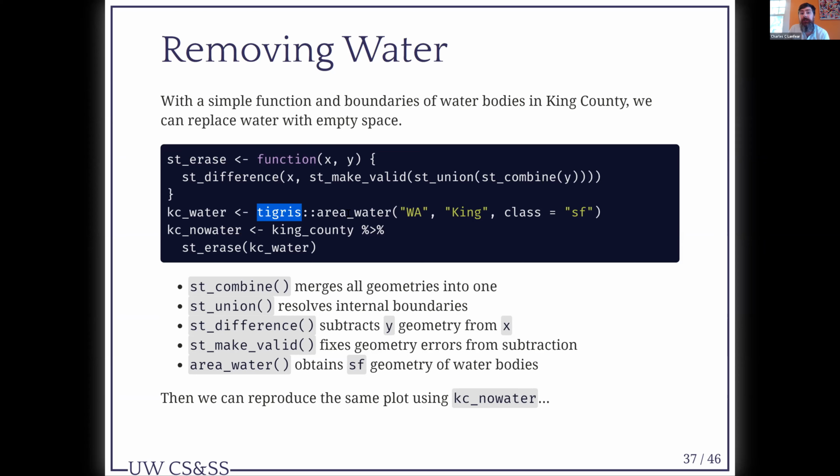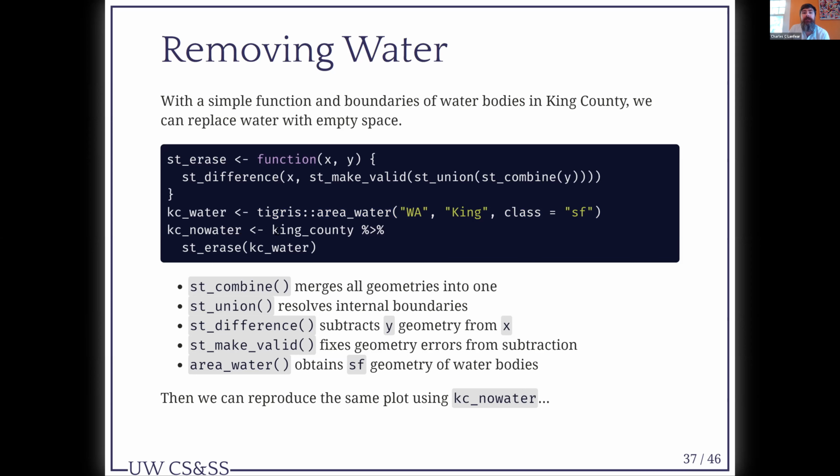tigris contains functions like this. I can say, go into tigris and get the area_water function, get water areas from the state of Washington and in King County, and return to me an sf object. What this will do is get every census-identified body of water in the state of Washington. Every body of water gets its own row in the data. This is also useful if you actually want the bodies of water. You can download them here and it gives you all the bodies of water down to pretty small units. It gives you all the mountain lakes and everything, okay?